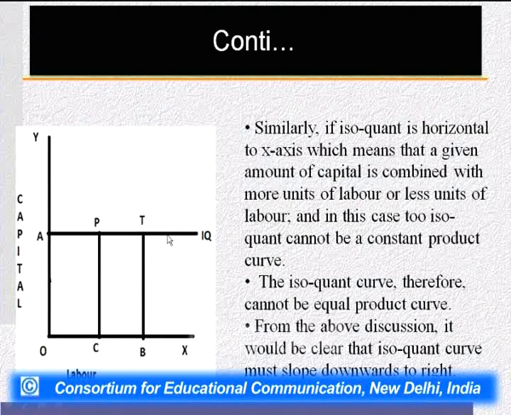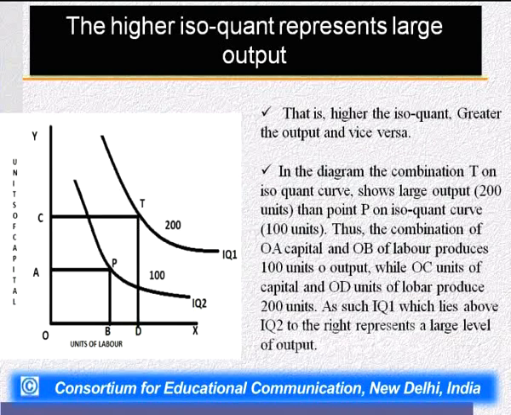on an isoquant curve. So here you can see that when you increase the units of labor but the units of capital are constant, then the output level may be different on the second combination. This is why the isoquant curve cannot be an equal product curve. From the above discussion, it would be clear that an isoquant curve must slope downwards to the right.